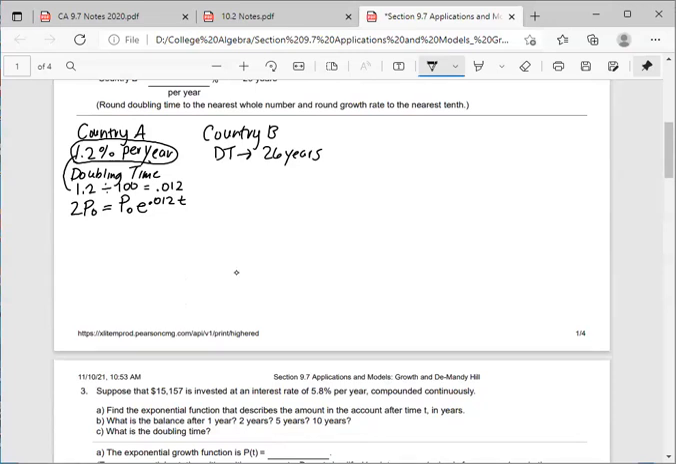So after I do that, this is going to go pretty quick. I can get rid of P sub 0 altogether because I've got a P sub 0 on both sides. So that would just cancel out. If I divide by P sub 0, I would get 2 is equal to E raised to the 0.012 T. Okay. Everybody good with that? All it is is divide out that P sub 0. Now, I need to figure out what T is.